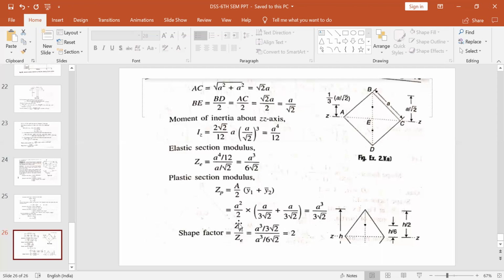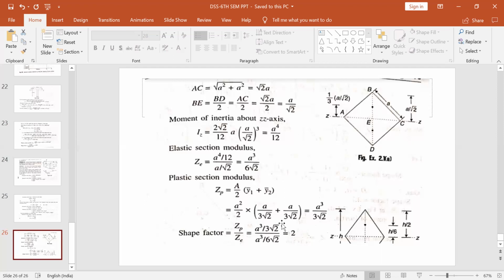Now what is the shape factor? Zp by Ze. What is Zp? A cube by 3 root 2. What is Ze? A cube by 6 root 2. So this cancels out, and the value will be 2. The shape factor for this diamond square cross section will be 2. So this is how we calculate the shape factor.